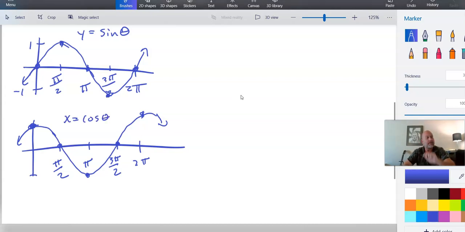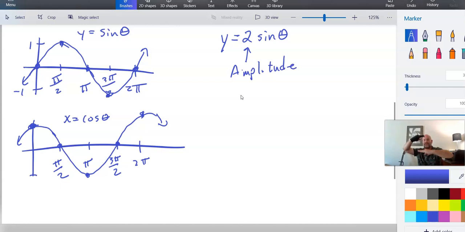Okay, now the question starts to happen here. What happens if I had something like y equals 2 sine theta? So this number out in front is called the amplitude. And it controls the height, how spread out it is. Does it stay at 1, -1, or does it spread out to higher numbers, or does it compress to lower numbers? So in this case, we have it as 2. So our amplitude is 2.